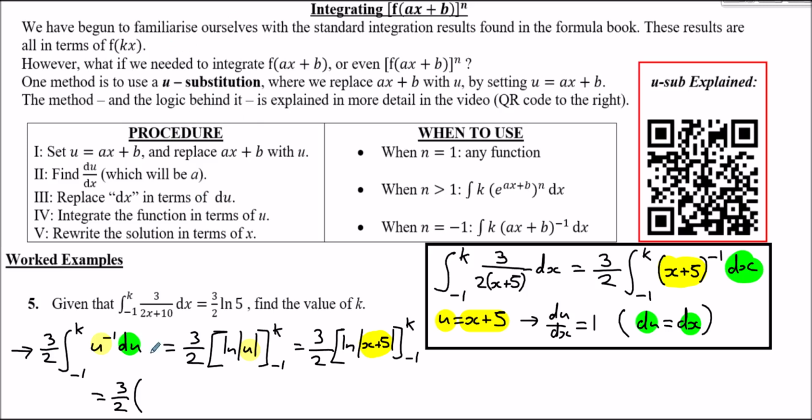So again, that is going to give me 3 over 2. Now ln of x plus 5. So inputting x being k, that's going to be ln of k plus 5. Now, because k is a higher limit, and I'm adding 5, the implication here is k is going to be a positive constant. So I can actually get away with not using the mod symbol. I'm going to just put in brackets k plus 5, then minus ln of minus 1 plus 5, which of course is ln 4.